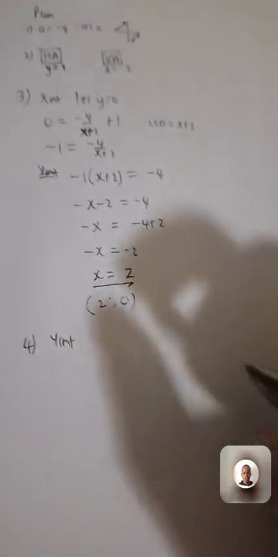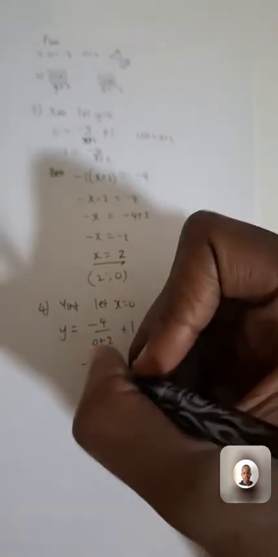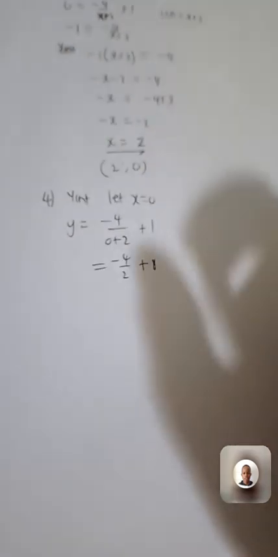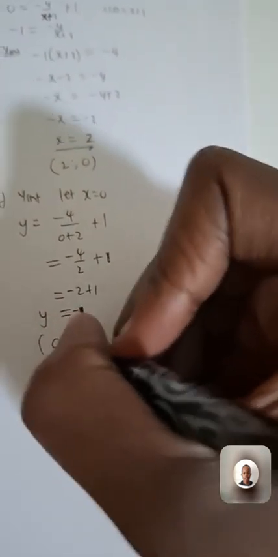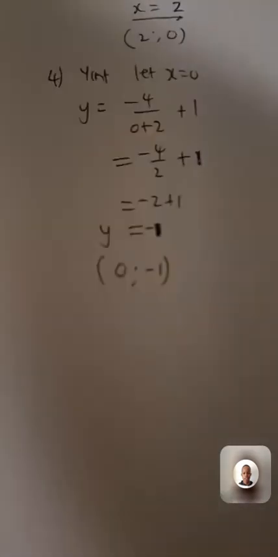Okay, y-intercept. For the y-intercept, we're going to make the x 0. So 0 plus 2 plus 1. So we have -4 over 2 plus 1. And that gives us -2 plus 1, which is -1. So our coordinates are 0 and -1. I butchered the coordinates last time when it came to the y-intercept, so I can't do it the second time round.